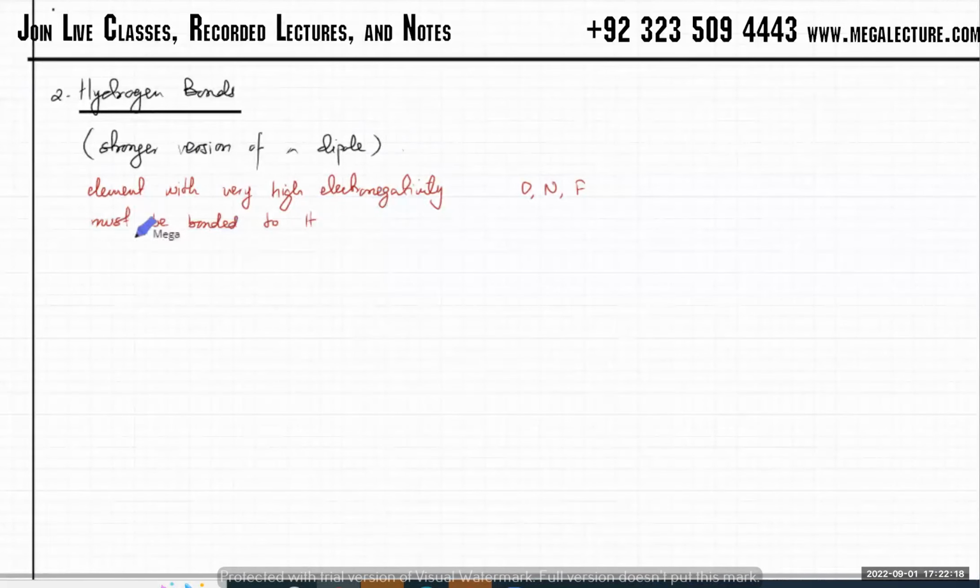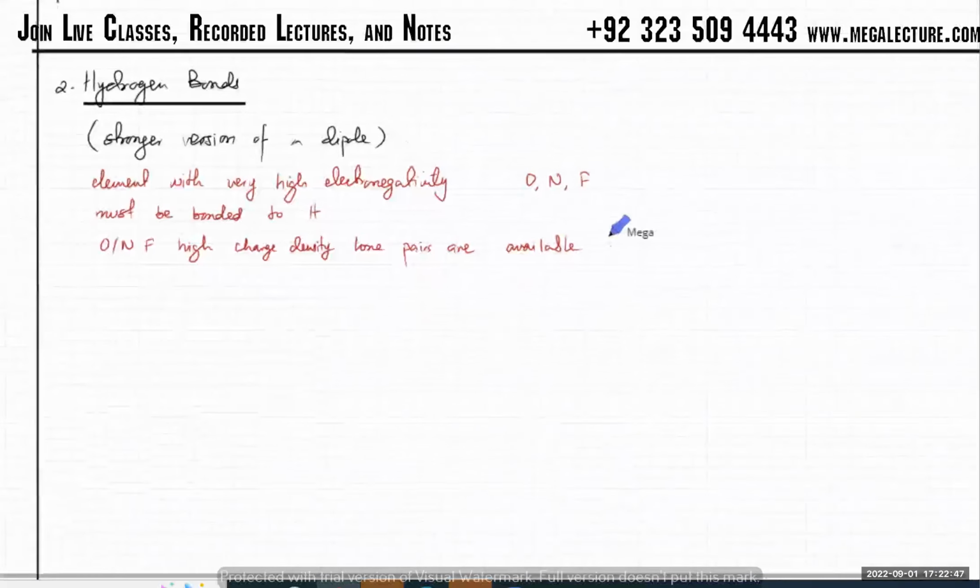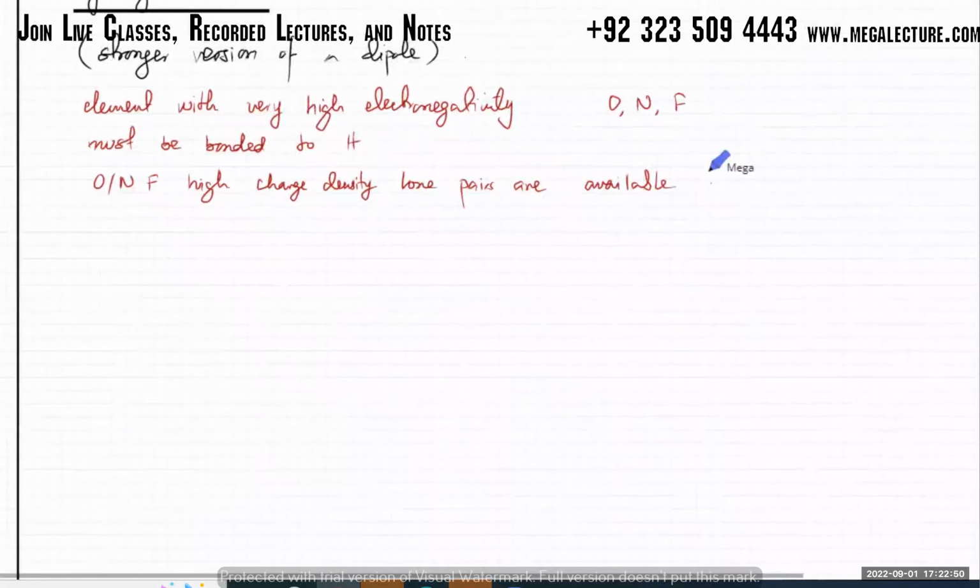और तीसरी चीज है the lone pairs must be available. अच्छा, high charge density lone pairs, they got to be available. अच्छा, so you need oxygen, nitrogen, fluorine, and they should be bonded to hydrogen directly. So for example, if I have HF, so HF there's a huge difference in electronegativity.